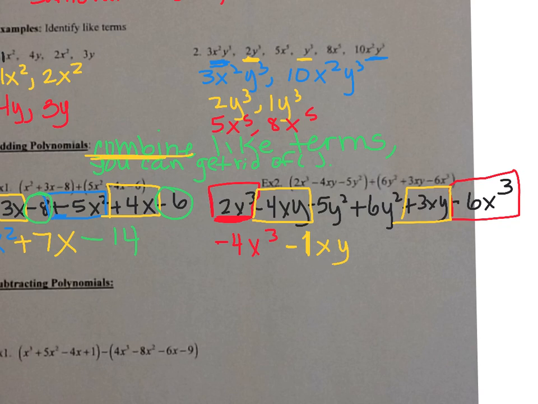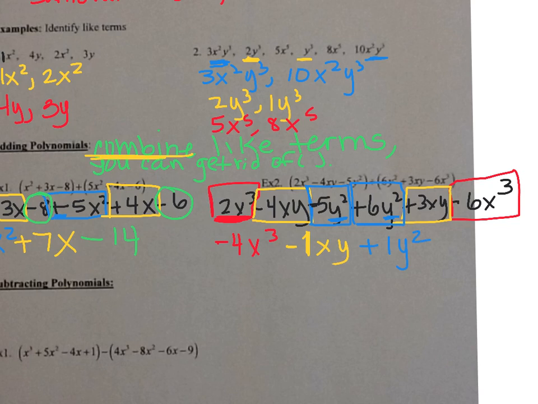I see that I have a y to the second, and here's another y to the second. So that means those are like terms. That's a negative in there. Negative 5y to the second and positive 6y to the second. So it's negative 5 plus 6 is positive 1. So that would be positive 1. You could put the 1. You don't have to put the 1. Positive 1y to the second.